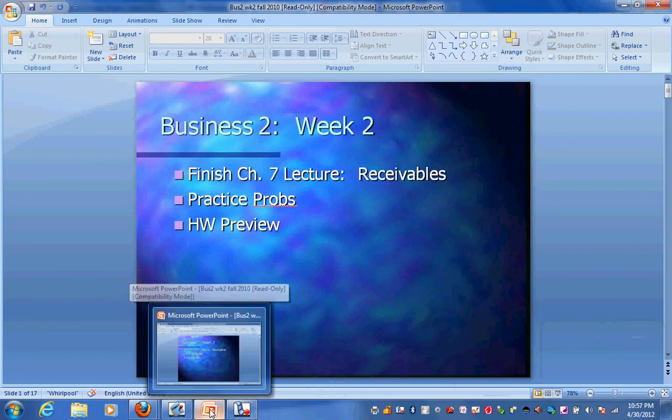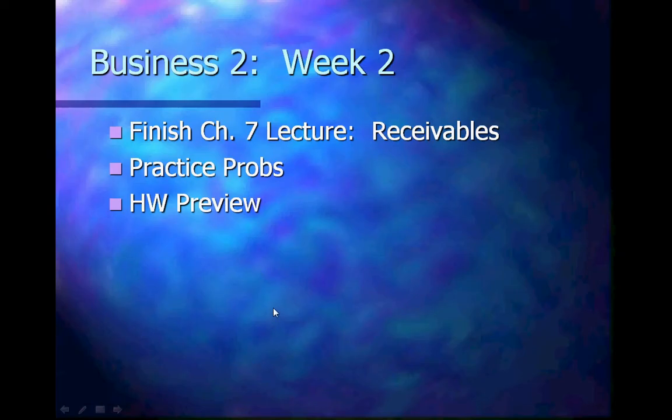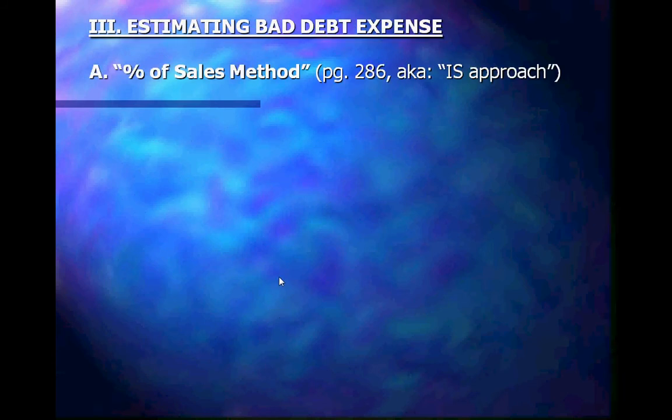Okay, let's look at some of these slides here as well for week 2. We're still in receivables, and you need to understand that when we estimate bad debt expense, we will be looking at the percent of sales method, which is also known as the income statement approach. There are 2 other methods, but we'll start with this one.